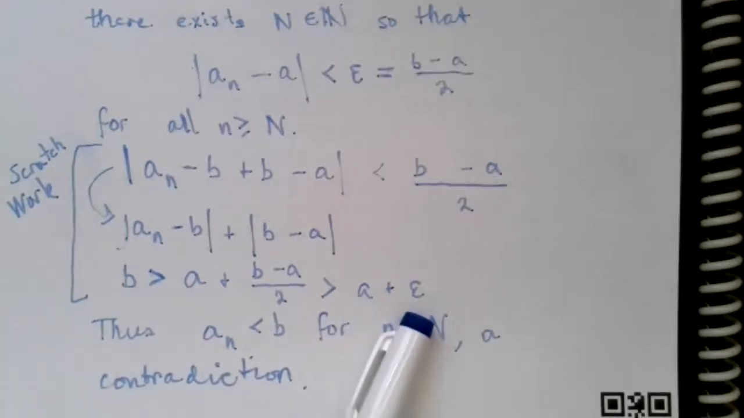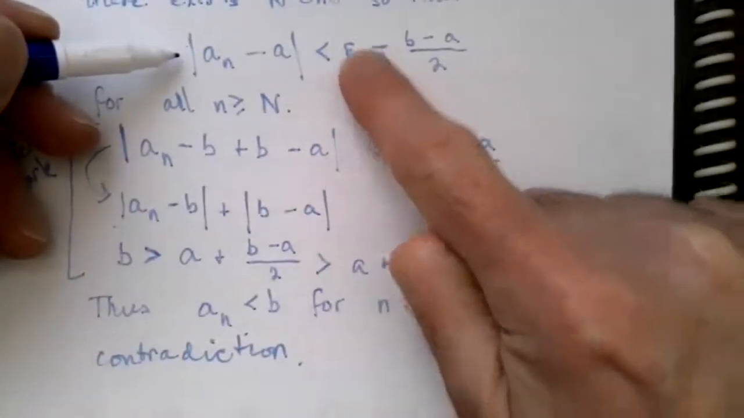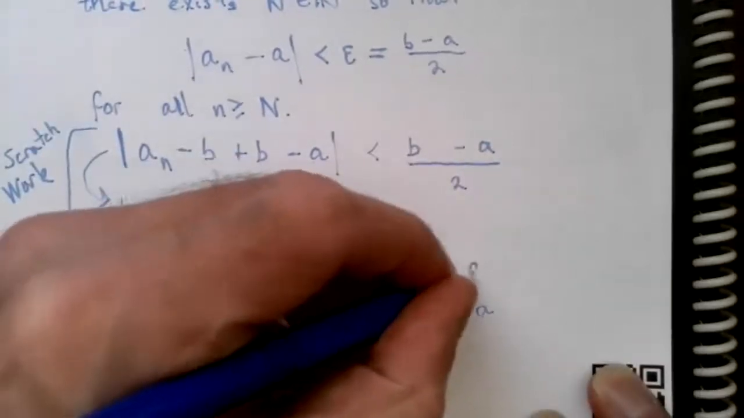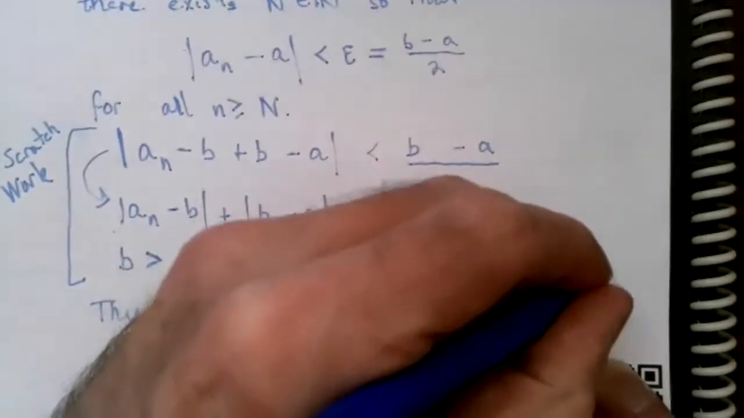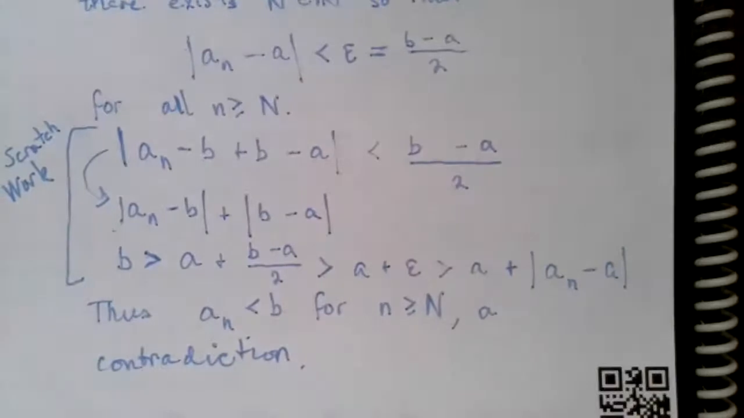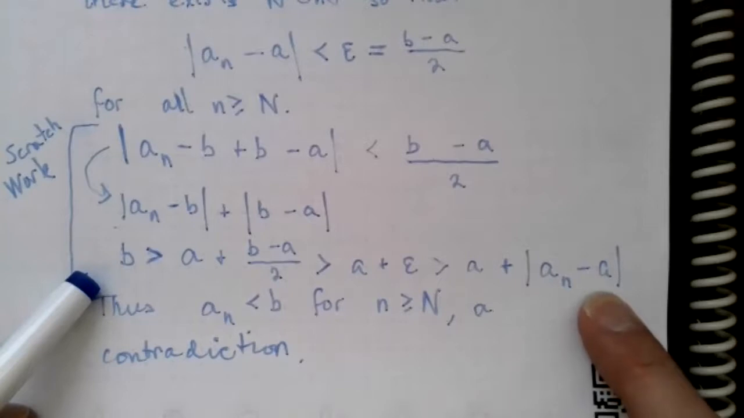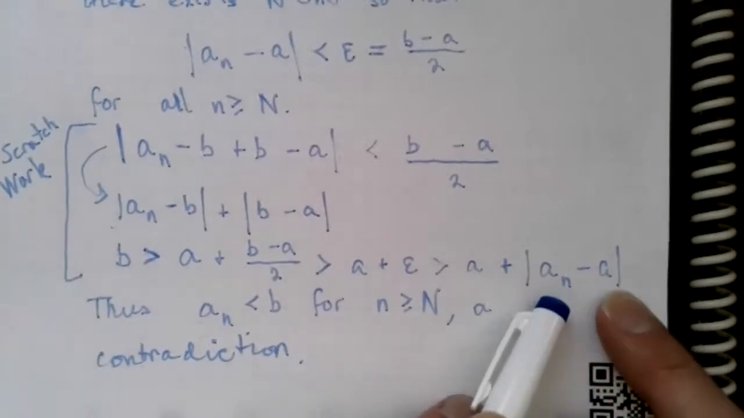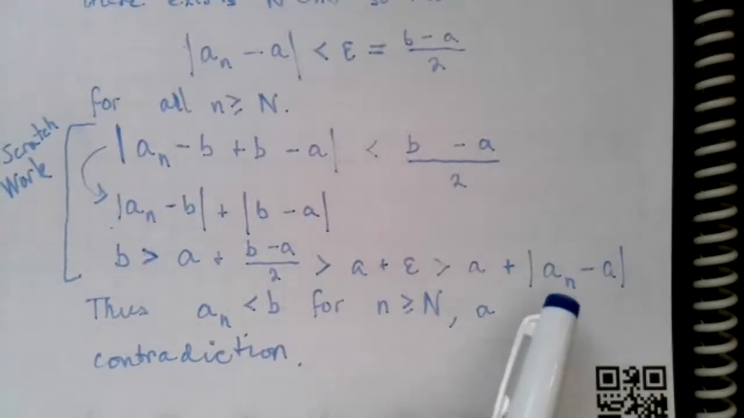Okay, so something like, basically, because we've got this right here, epsilon is bigger than the distance from a_n to a. Now, the thing is, we've got this absolute value to worry about here.